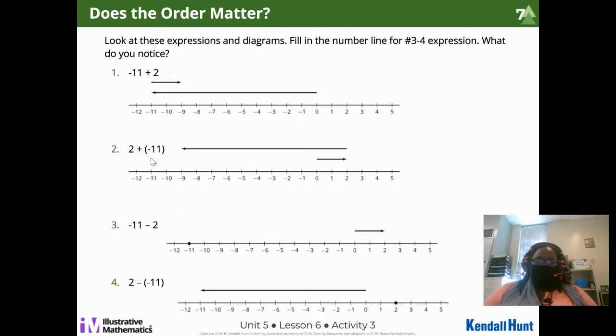Example 2, we have 2 plus a negative 11. So we started at 0, went all the way up to 2 here. And then from 2, we went all the way down to 11, which gave me a negative 9.